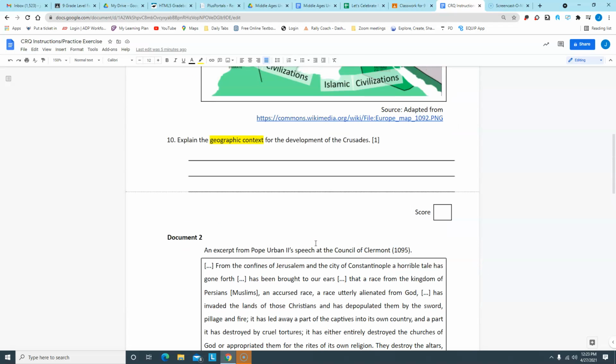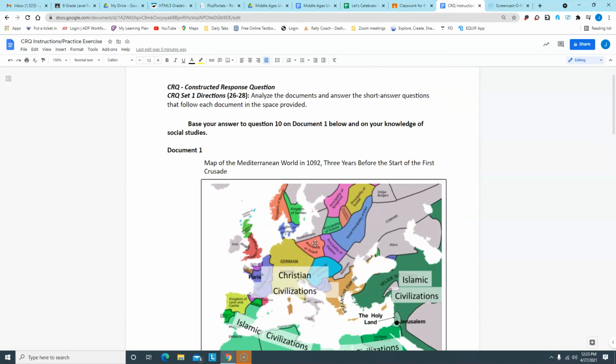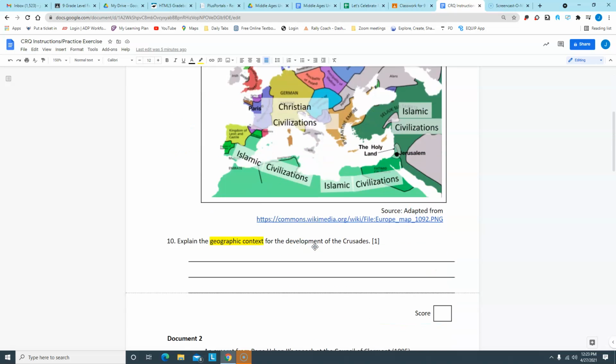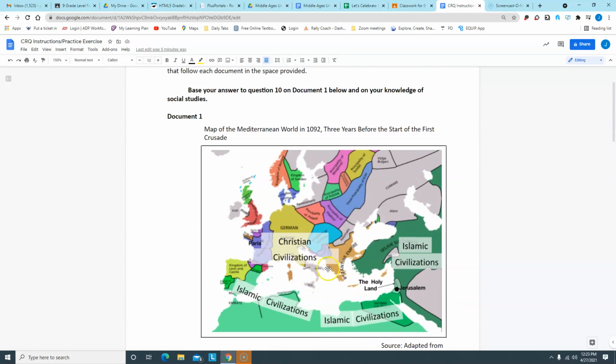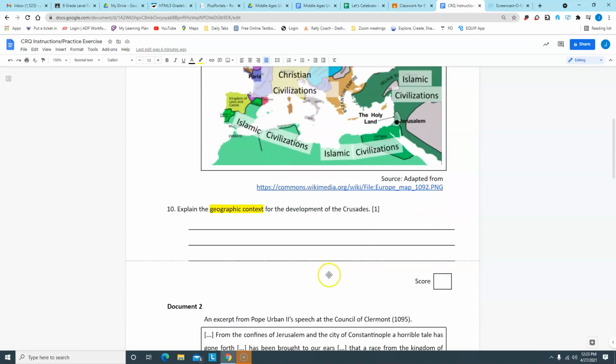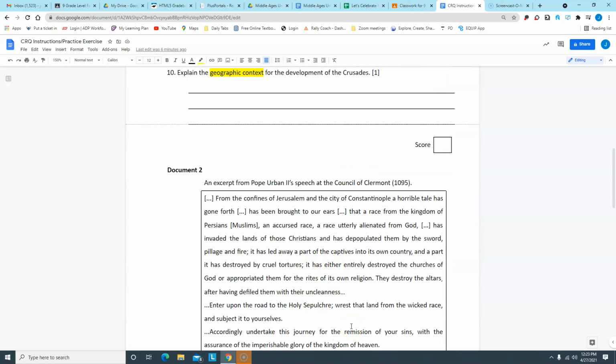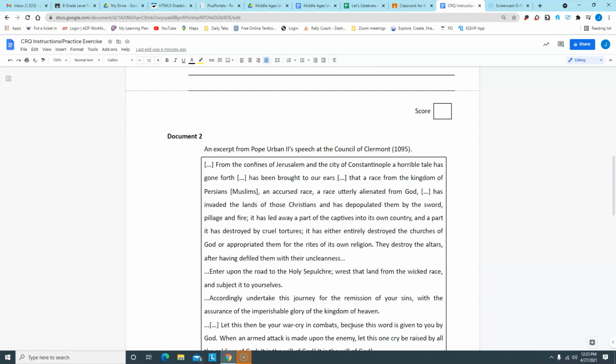Now, you've got document 1 and document 2. Whenever you have a question set like this in preparation for your Regents, the two documents are going to be related somehow. This is a map of something, and this is a reading having to do with the same historical event, the same something in history. That's one thing that it's key for you to identify.